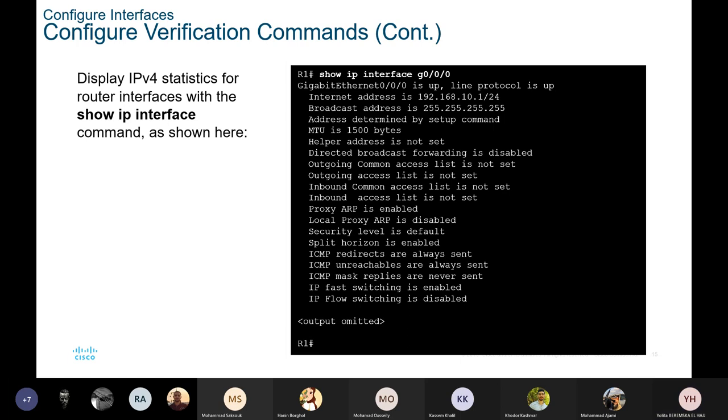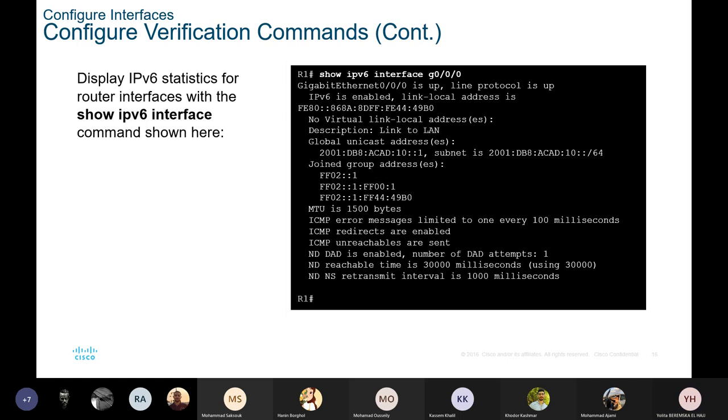Then, show IP interface G000. It gives us additional information about some protocols like ICMP, etc., and IP. So if you prefer to know this information, you use show IP interface and you put the specific interface. Or you can write show IP interfaces or show IP interface brief. It depends on what information you want to find out. The same for IP version 6.